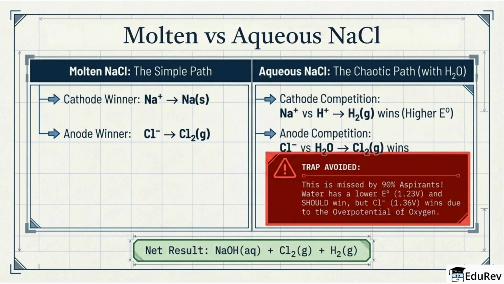Aqueous NaCl is trickier because water also competes. At the cathode, Na+ competes with H+ and hydrogen wins. At the anode, Cl- competes with water and chlorine wins because of oxygen overpotential. That is why the net result is NaOH aqueous plus Cl2 gas plus H2 gas. Here's the trap to be aware of. In aqueous solutions, the thermodynamically obvious answer is not always the product that actually appears.